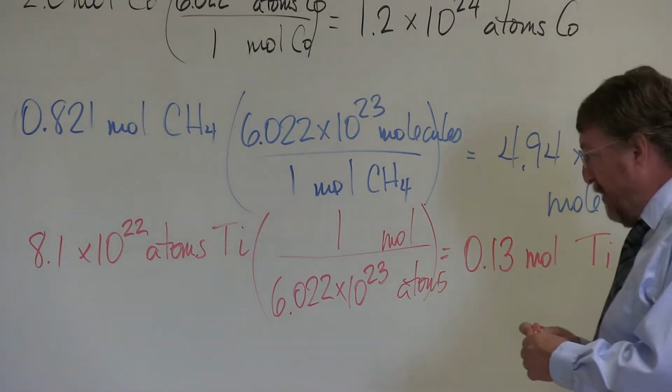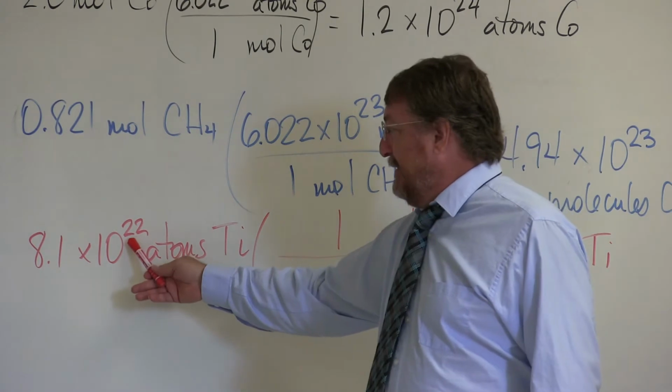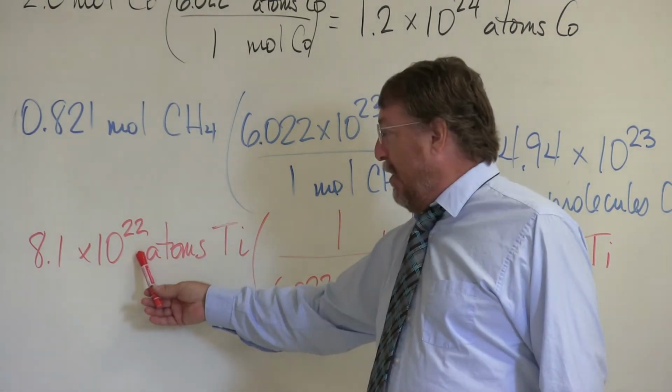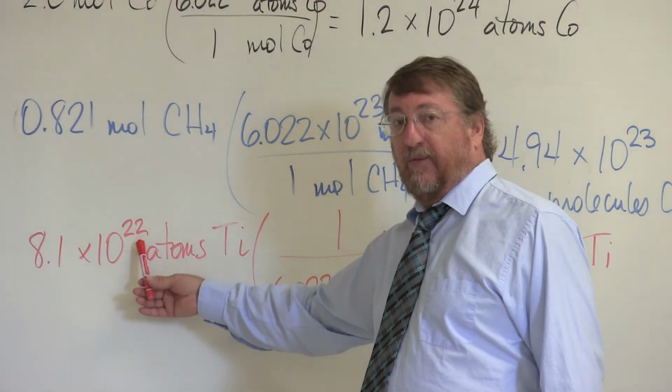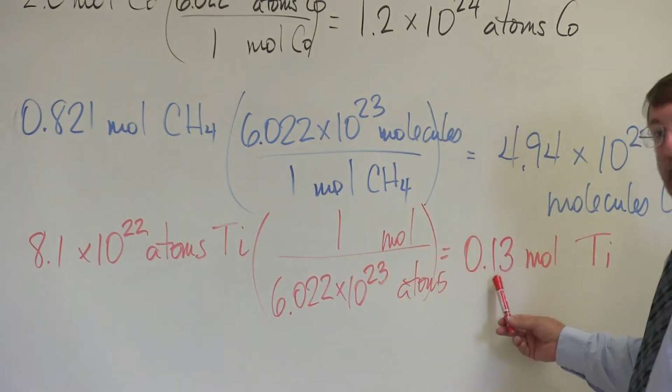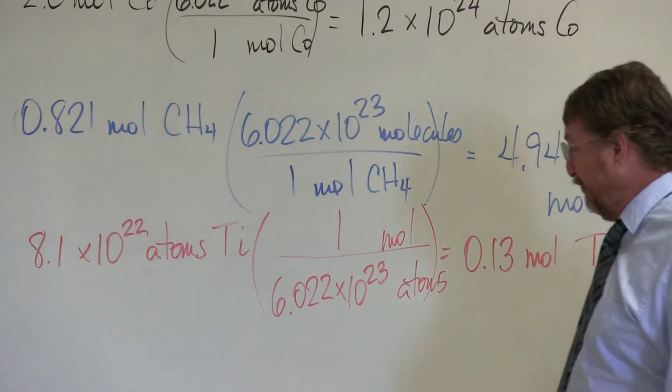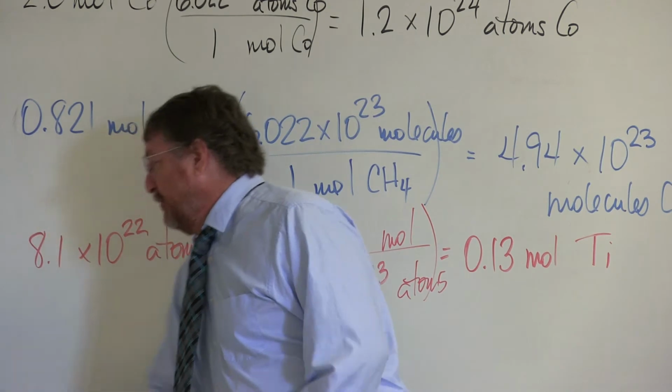Okay, so that gives me one problem. I can tell this is a little bit less than a mole. 6.022 times 10 to the 23 is larger. Therefore, I'm expecting to get a value less than a mole. All right, go back to our black here.